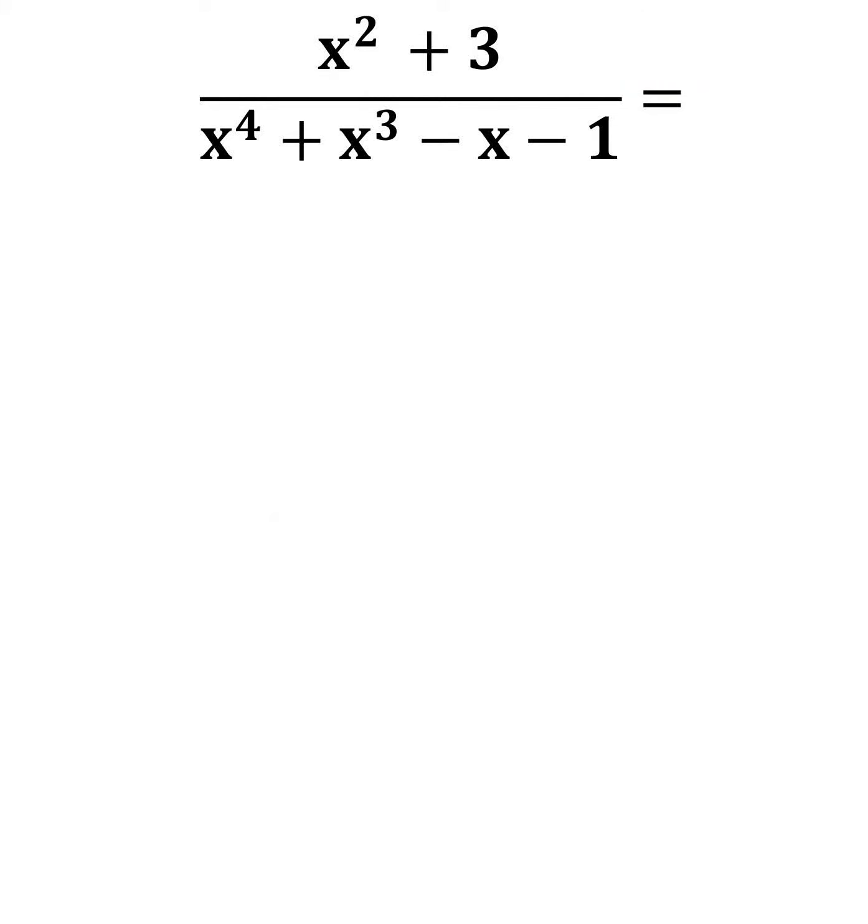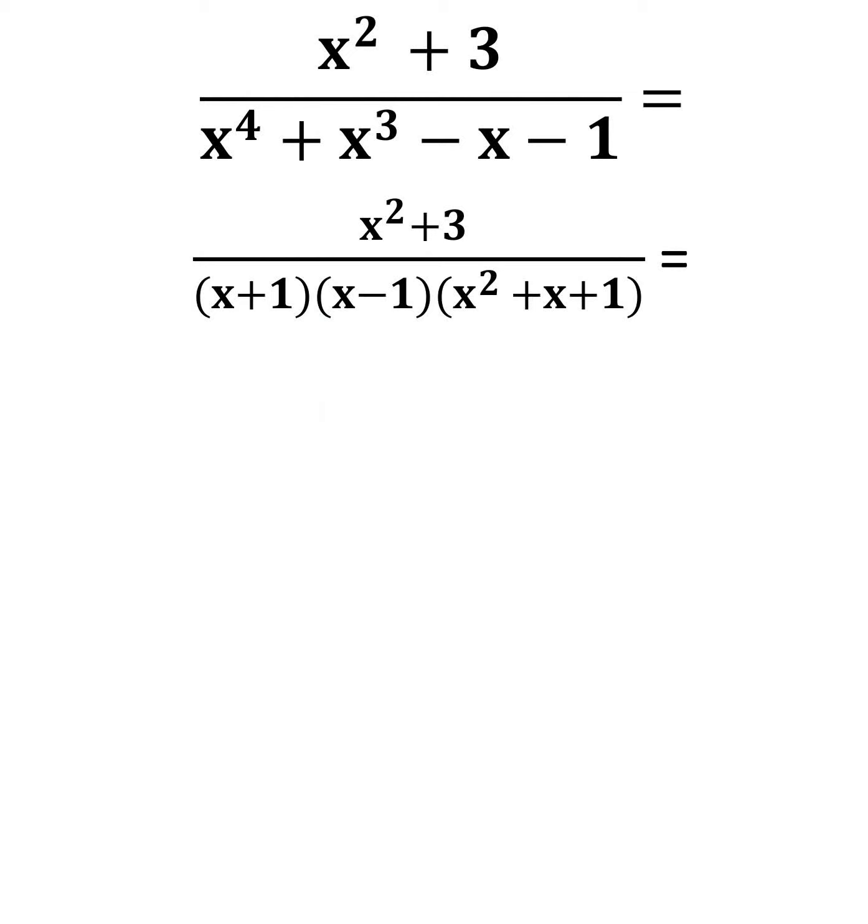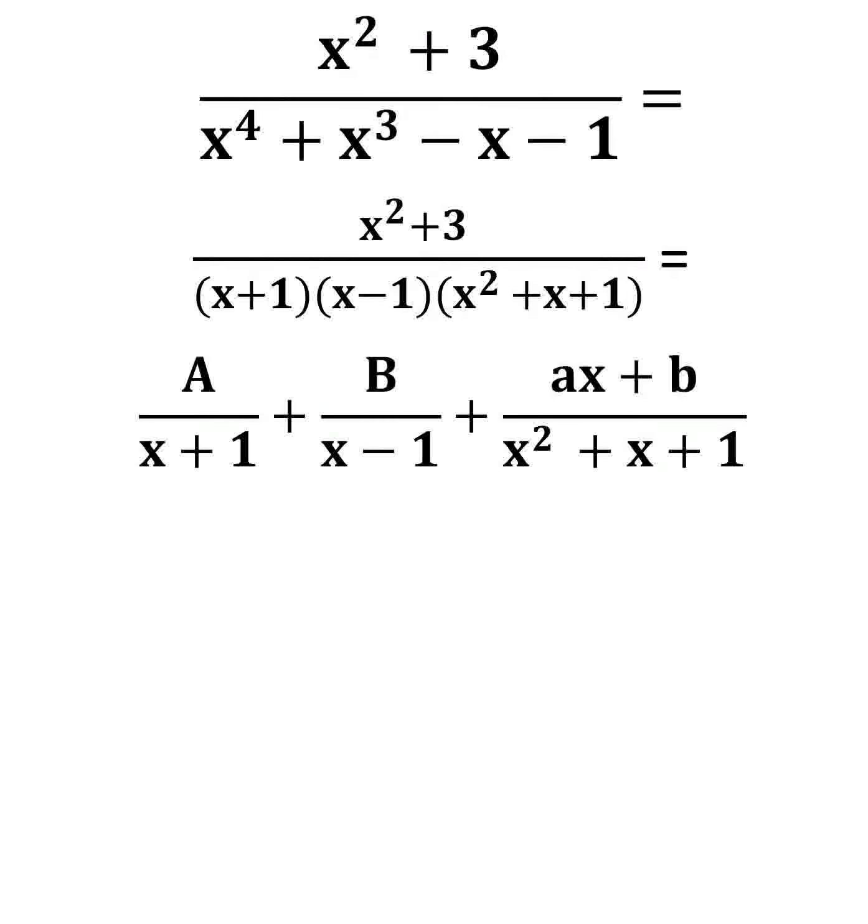So let's do the decomposition for this fraction, but in a fast way. First, we should factor the denominator and write it as the sum of these three fractions as before, but find the four unknown constants using the fast way.